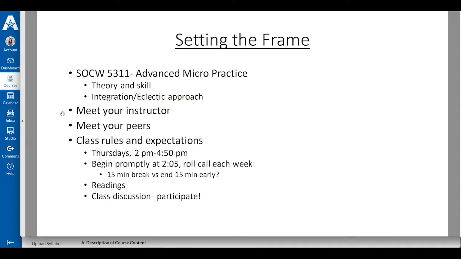And I'm also supervising. I run right now one social work supervision group for people working on their LCSW.